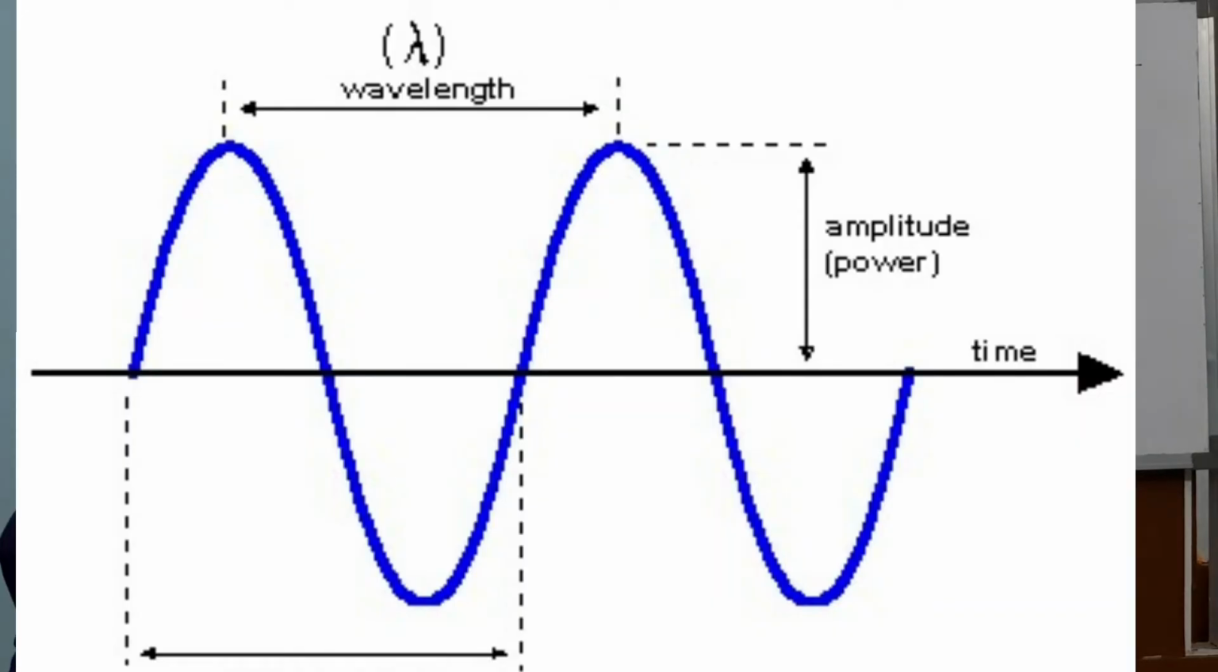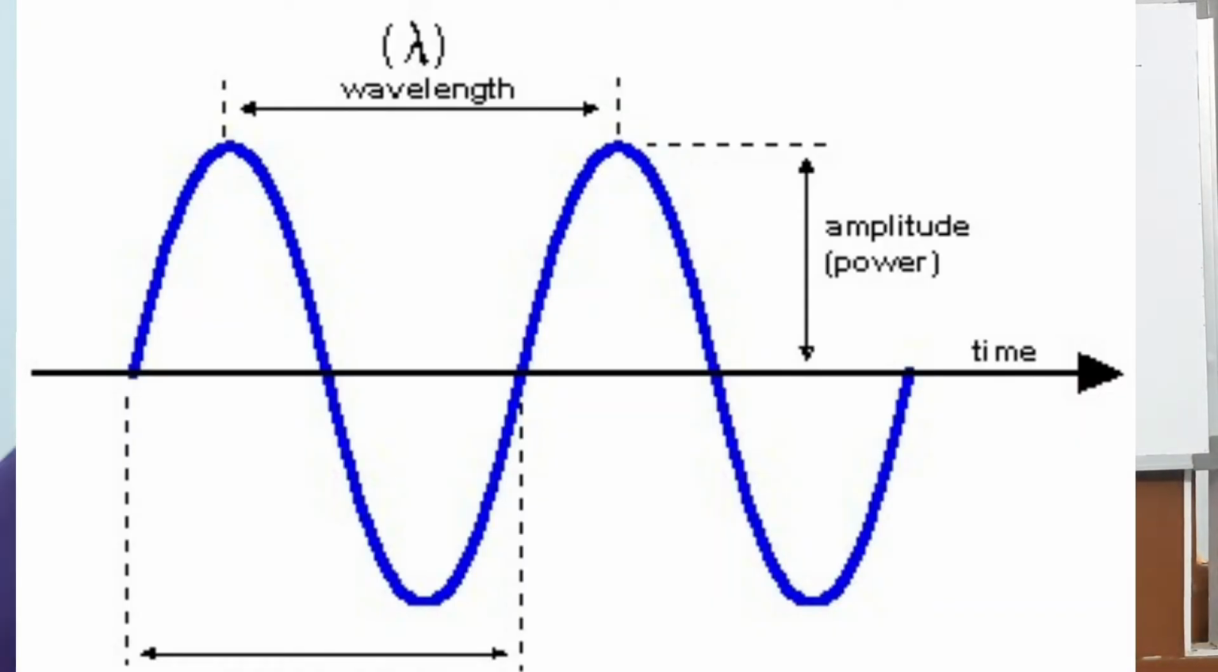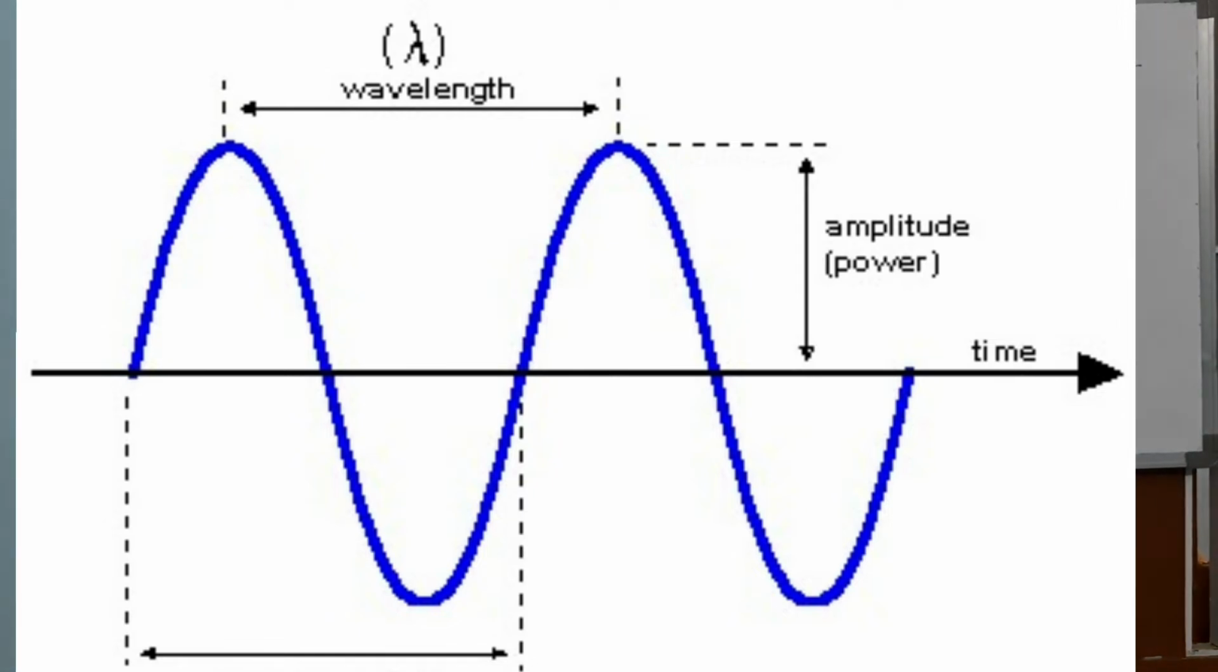What is meant by wavelength? Wavelength is nothing but the distance between two crests or two troughs. Suppose this is a wave. The distance between two successive crests, that means two upper peaks of the wave, is known as the wavelength. These are called crests and these are called troughs. The distance between two successive crests is called the wavelength.